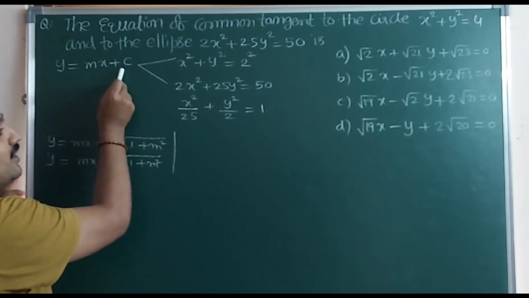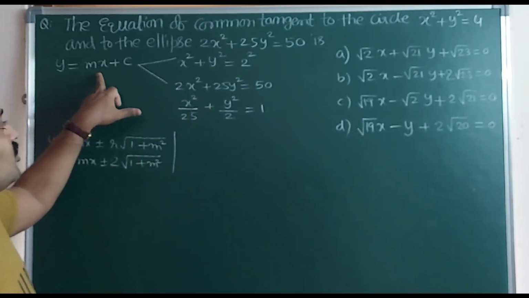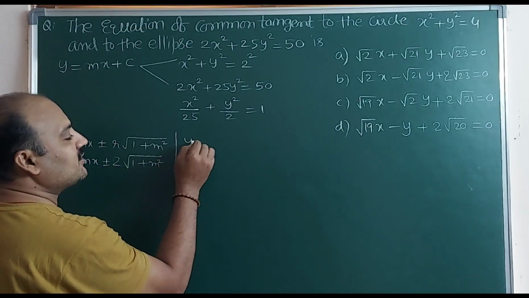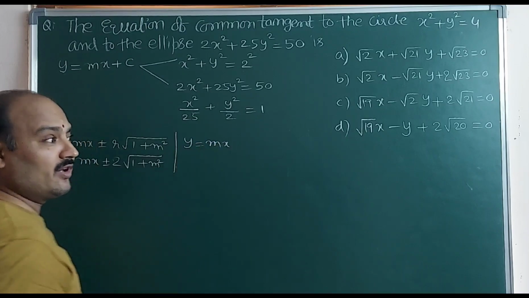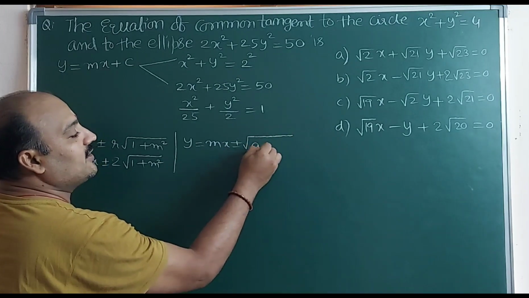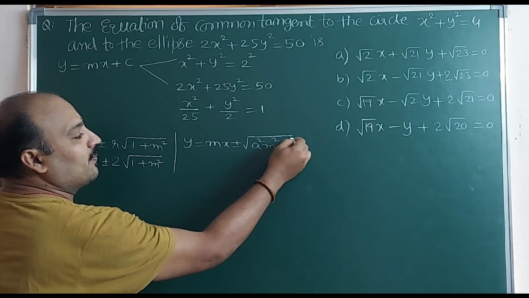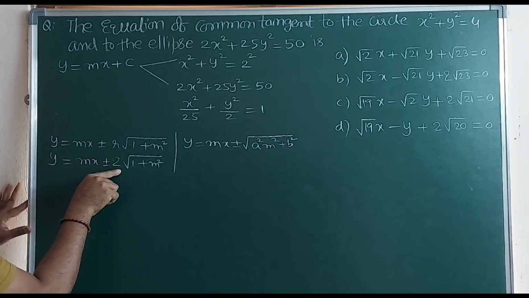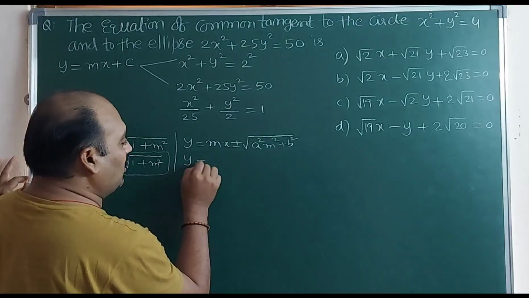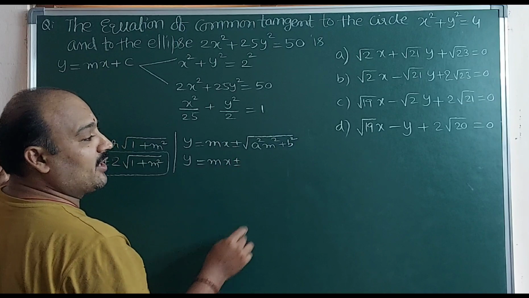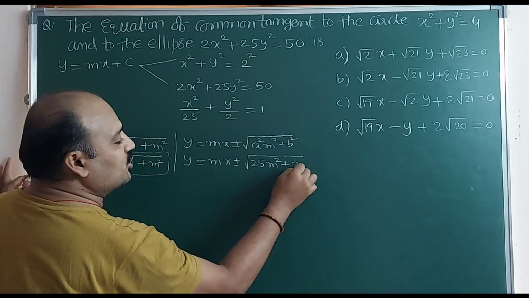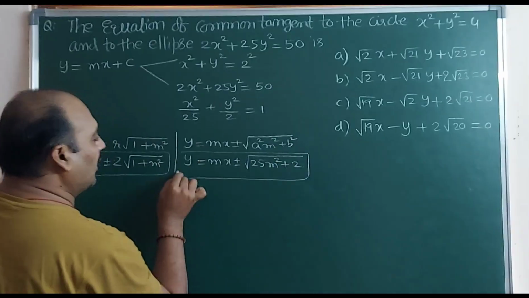Now this line y is equal to mx plus c is to be tangent to the ellipse. What is the condition for the tangent here? The equation for the tangent, even the condition for the tangent is also required: y is equal to mx plus or minus root over a square m square plus b square. Comparing here, y is equal to mx plus or minus root of a square value 25, m square plus b square is 2.